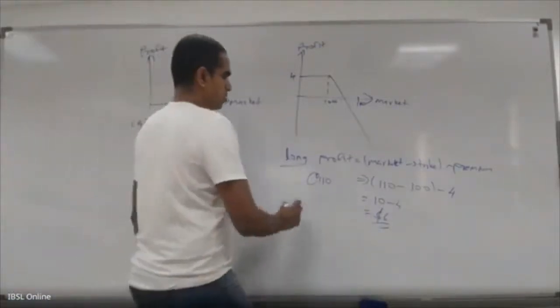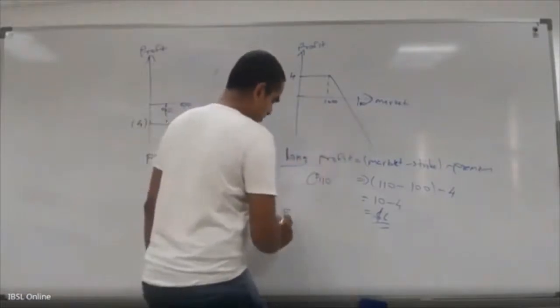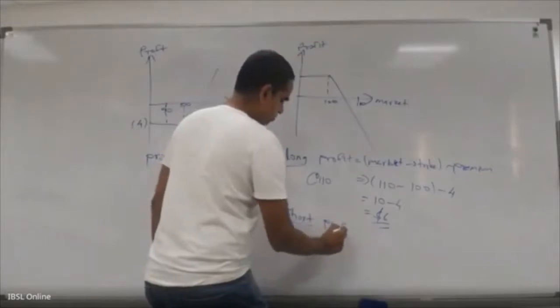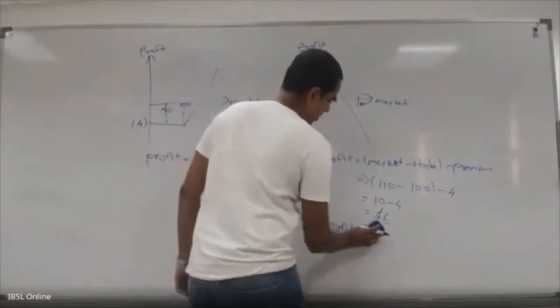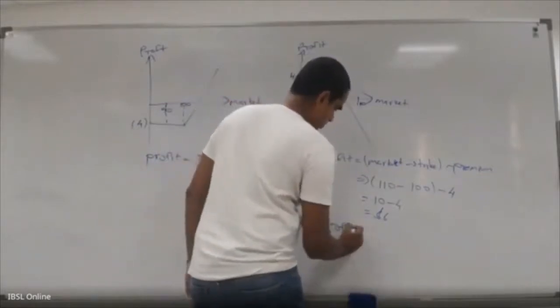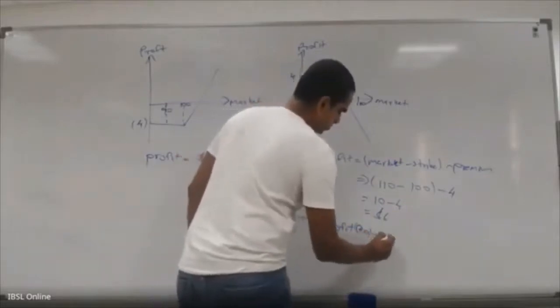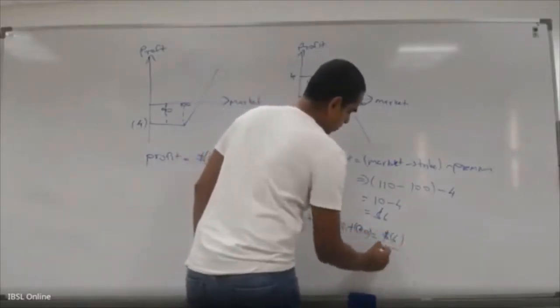Right, but here you are actually short. You are not long, you are short. So the profit is the mirror image at 110. It's negative 6.